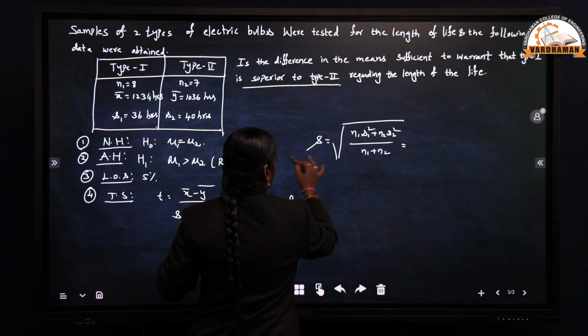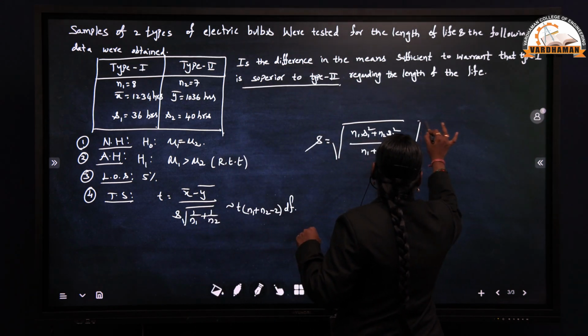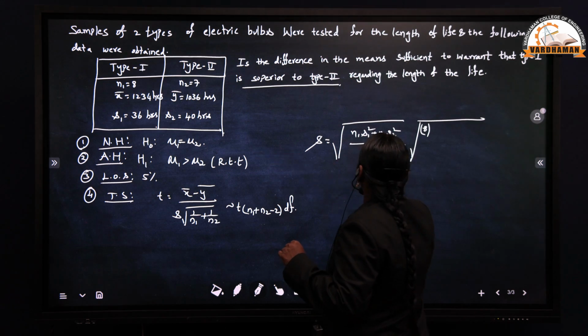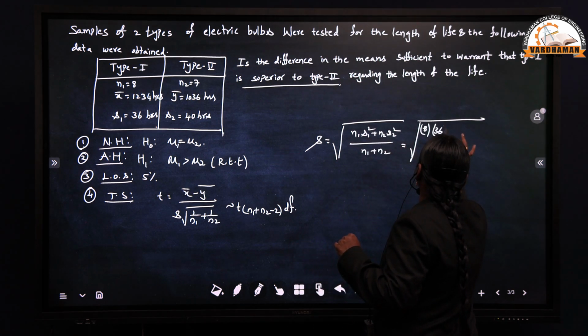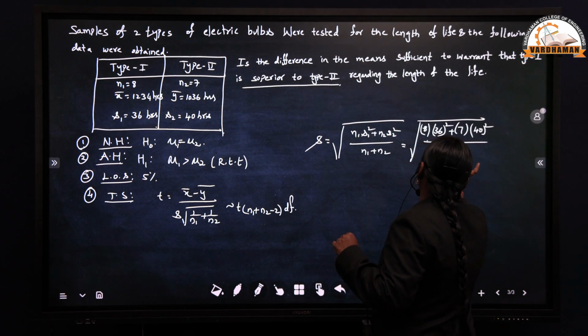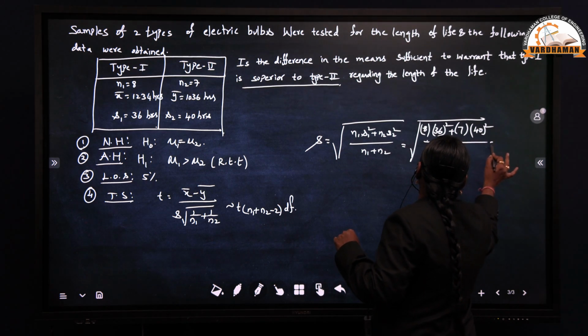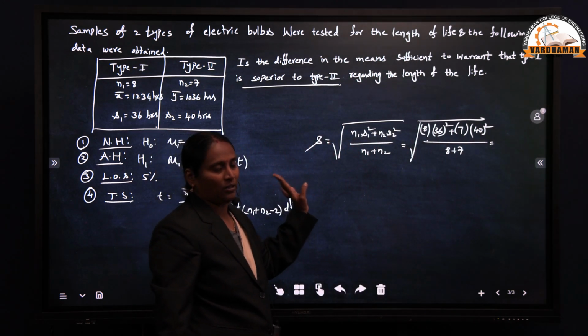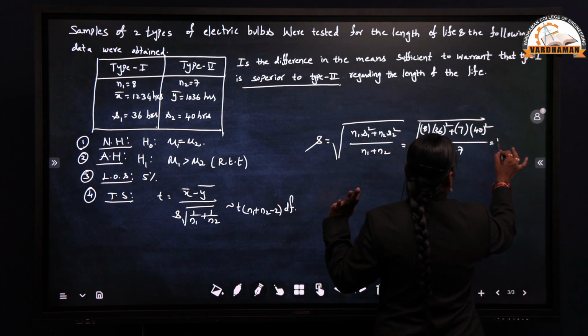So now we have to substitute the given values. The value of n1 is 8 and s1 is 36, whole square, plus the value of n2, which is 7, and s2 is 40, whole square, divided by n1 plus n2, which is 8 plus 7. Taking the square root, we get the value of s is equal to 40.73.